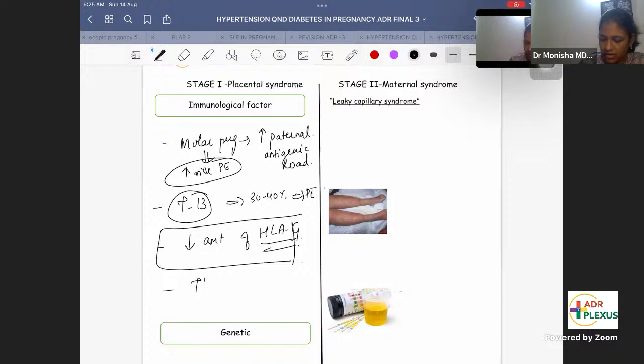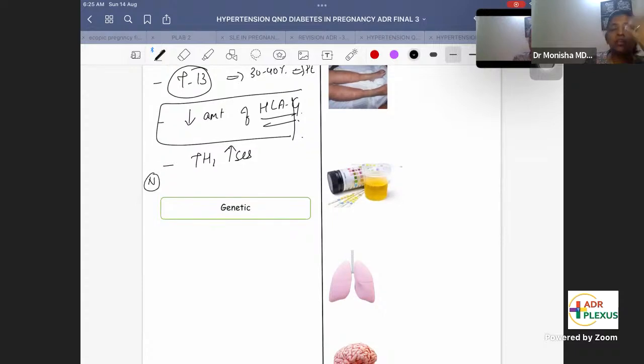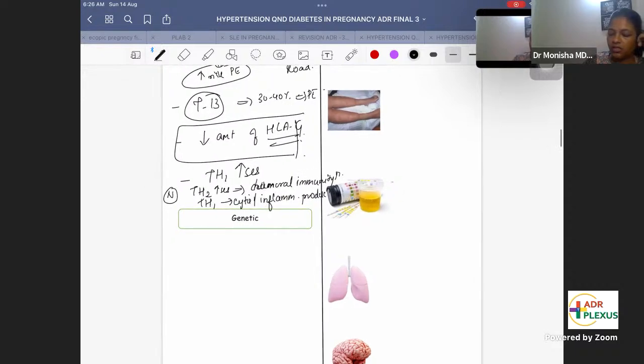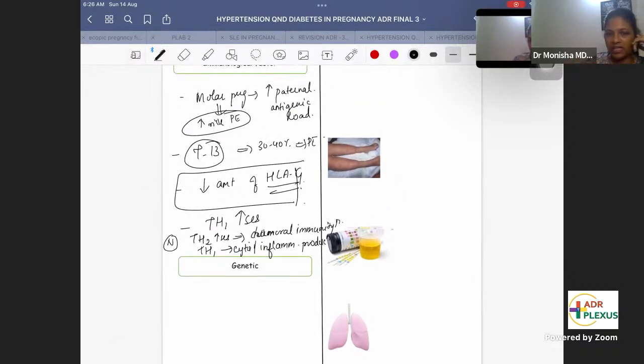And one more thing is that TH1 increases. So what happens normally? You have to understand the normal thing. TH2 increases in normal pregnancy, that is, humoral immunity is increased in the case of TH2, and TH1 is about cytokine or inflammatory mediator production, which occurs if it is increased. So these are the 4 mechanisms, or certain examples, that have been given for immunological factors also being a cause for the development of placental syndrome.